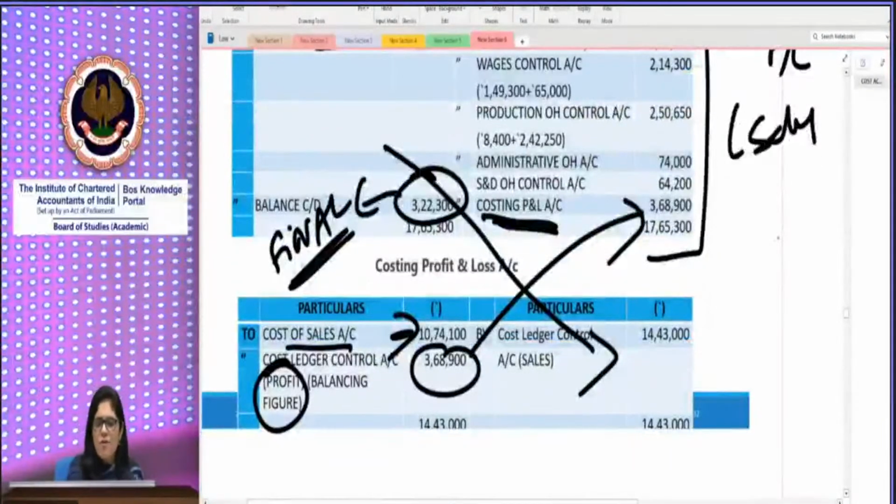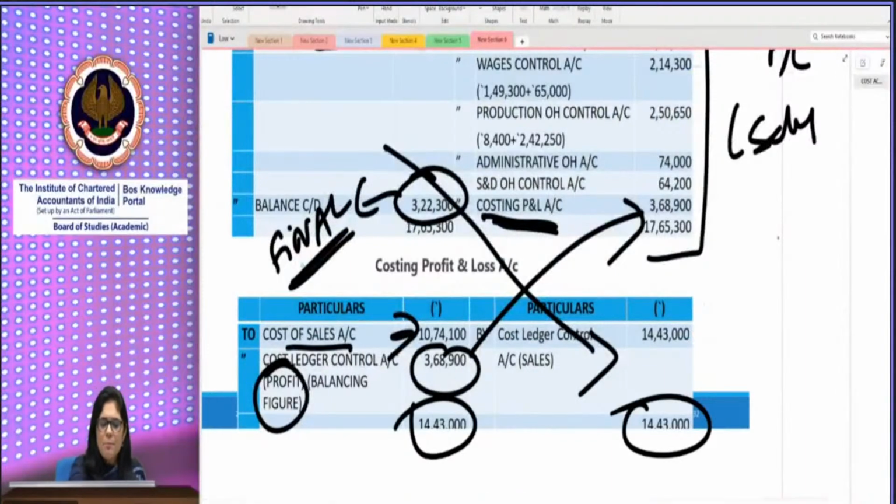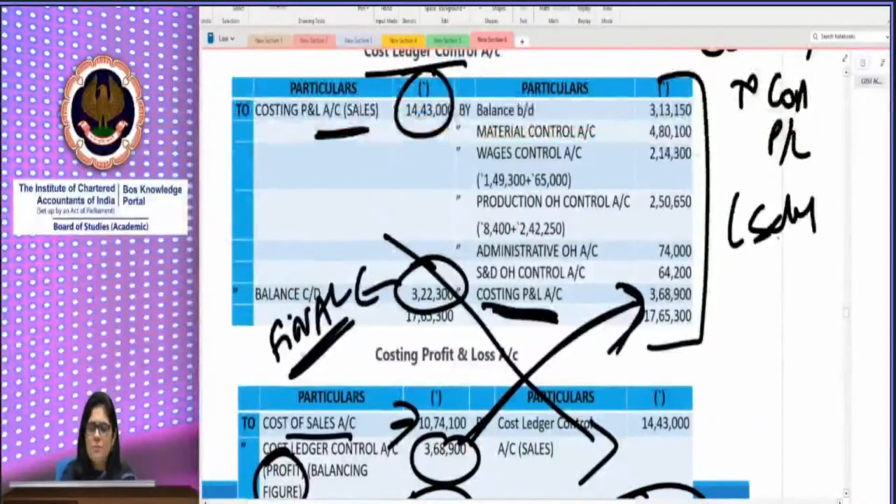So costing profit or loss account will be squared up. There will be no balance. The profit will again be transferred to cost ledger control account, and cost ledger control account will give you the final balance after taking the profit from costing profit or loss account. All right. So students, I hope you have understood this.